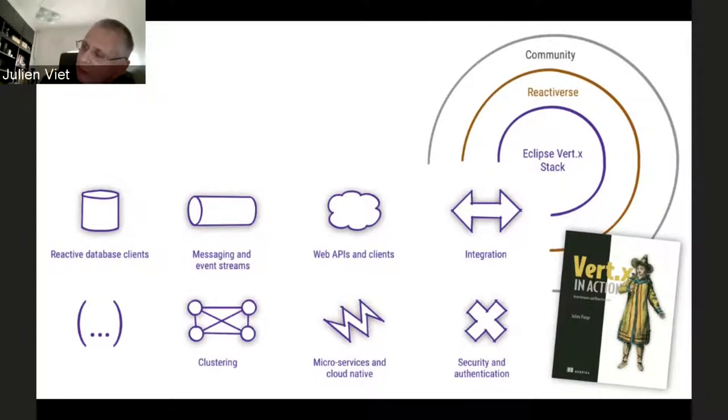When you use Vert.x, you use a jar called Vert.x Core, and Vert.x Core gives you a set of base services like HTTP client, HTTP server, TCP server, a DNS client. On top of that, there is what we call the Vert.x stack, which is a set of libraries to access various kinds of backends and integrate with different messaging systems. On top of that, we have what we call the Reactiverse, which are more libraries based on top of Vert.x. And today we are only going to talk about a subset of this, which is what we call the Vert.x SQL client. That's something we have developed over the past few years.